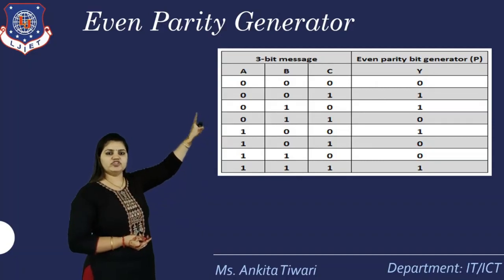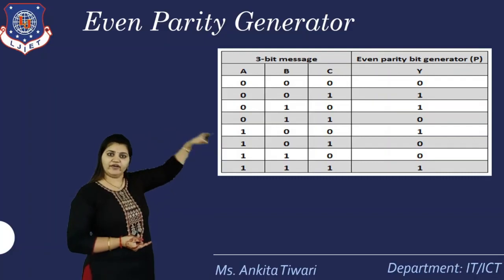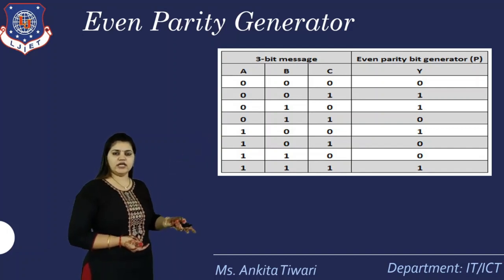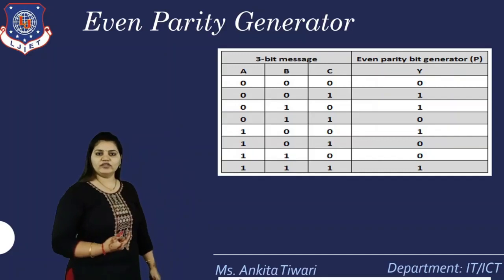At the second bit position 0 0 1, here 1 is also already there. So we have to add a 1 in order to make it even. So 2 ones will be there. If I am adding at Y position 1, so 2 ones means it is even. So even will be generated. Like that, each and every bit will be defined with the Y value.